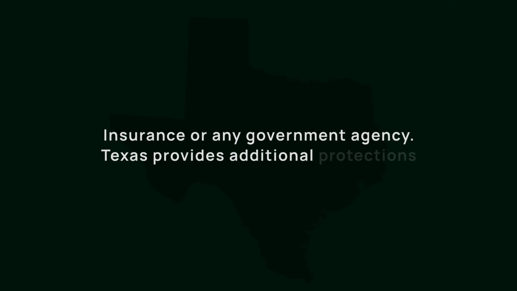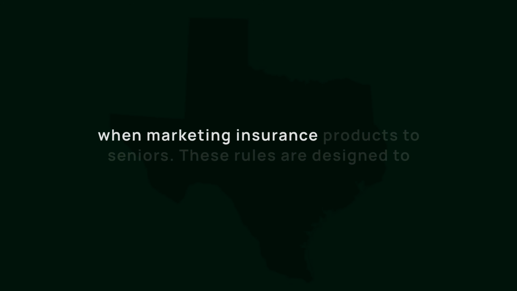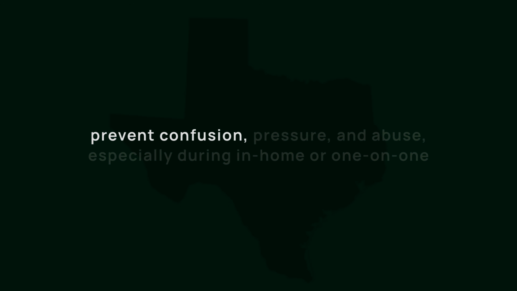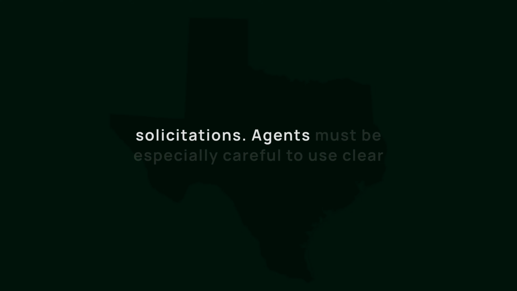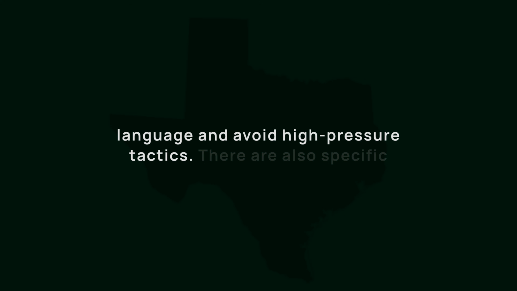Texas provides additional protections when marketing insurance products to seniors. These rules are designed to prevent confusion, pressure, and abuse, especially during in-home or one-on-one solicitations. Agents must be especially careful to use clear language and avoid high-pressure tactics.